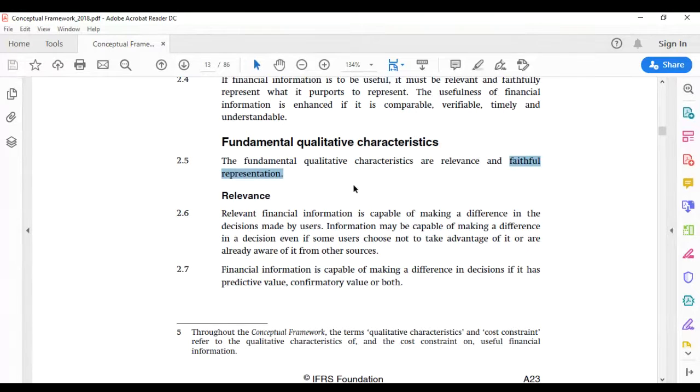So if the financial information is relevant and if it provides a faithful representation of what actually happened in the business when it comes to the results, or when it comes to the financial position or the cash flows, then we are providing information that is useful to the users of the financial statements. Right, so let's first of all discuss relevance.